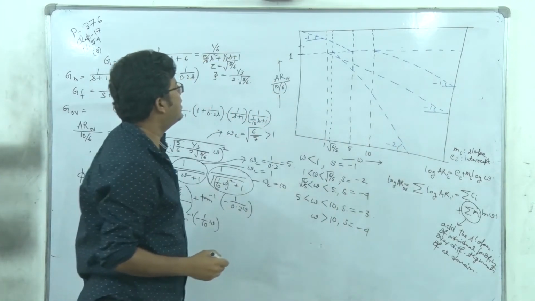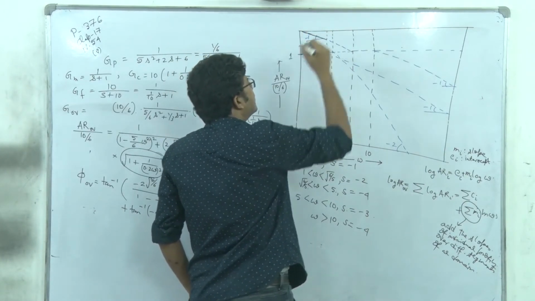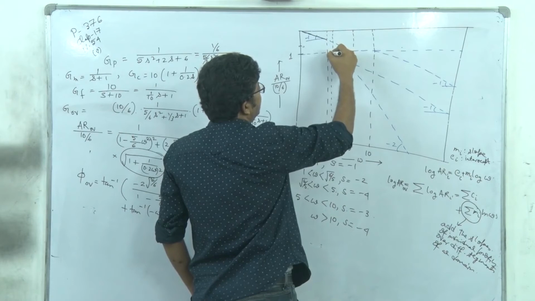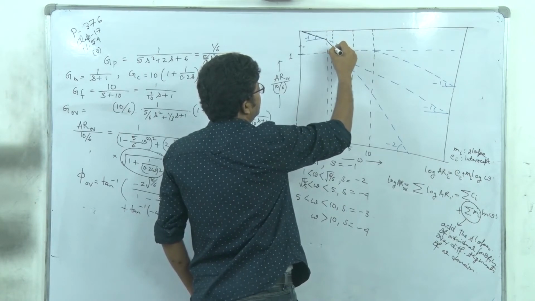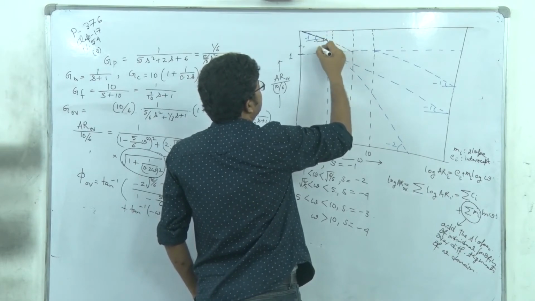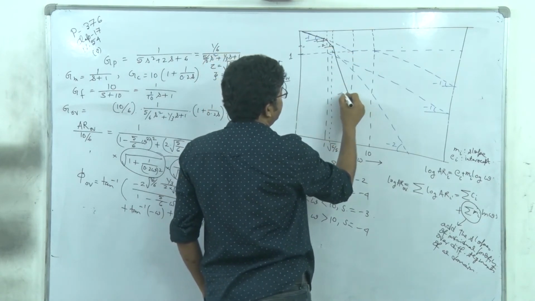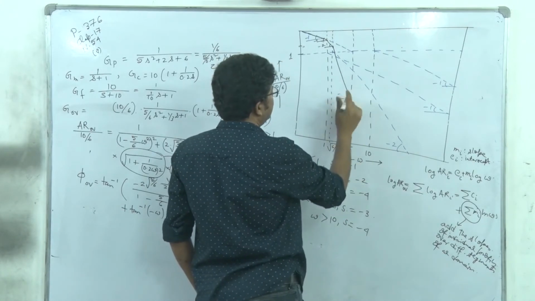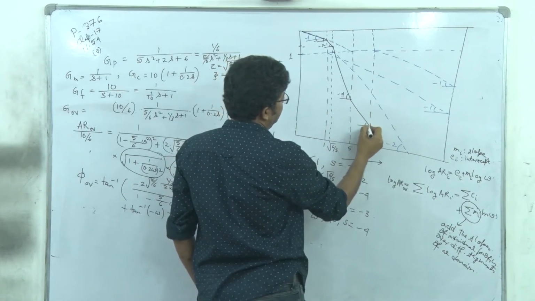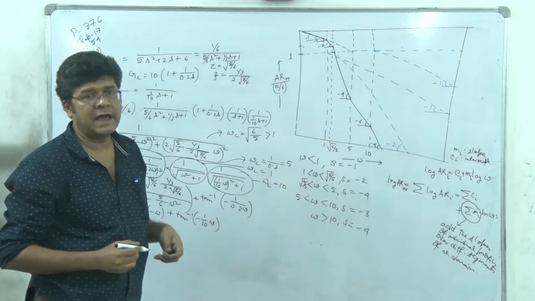So what will be the nature of the curve? Initially, the curve will be following this trend, right? Then it will be following the trend which is parallel to this, right? So here the slope is minus 1, here the slope is minus 2, here the slope will be minus 3, minus 4, right, in the next domain. And in the next, the slope will be minus 3, and after that again minus 1. So this will be the overall asymptote.